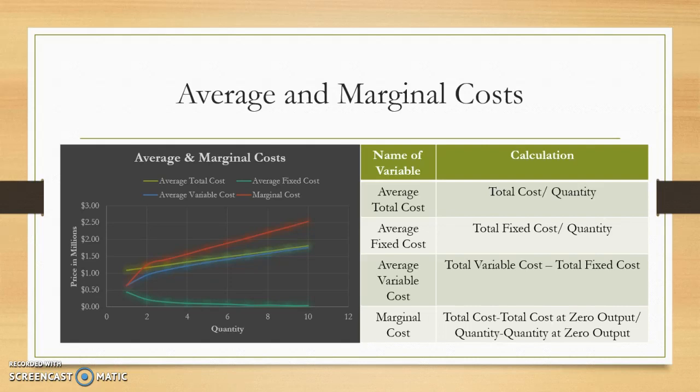So basically those marginal costs are going to show you what it is without that zero point. So what level of profit or loss we're making at that point in time.